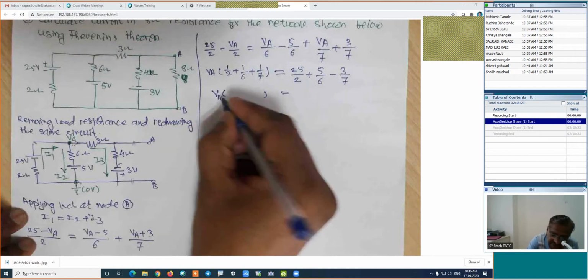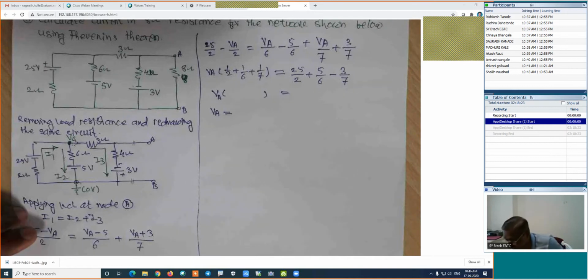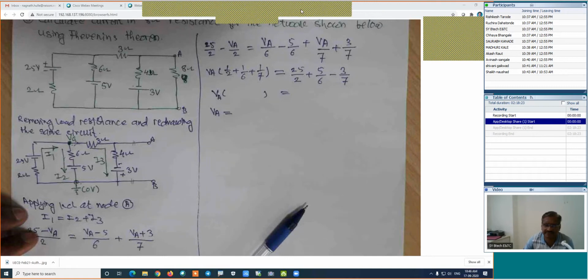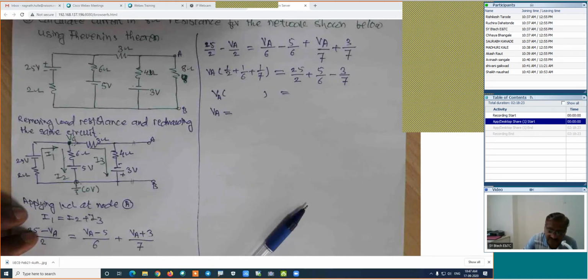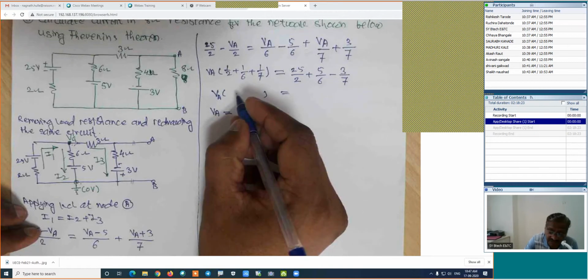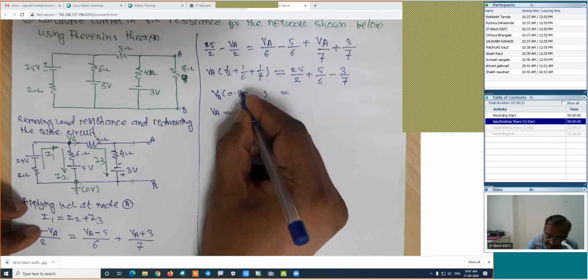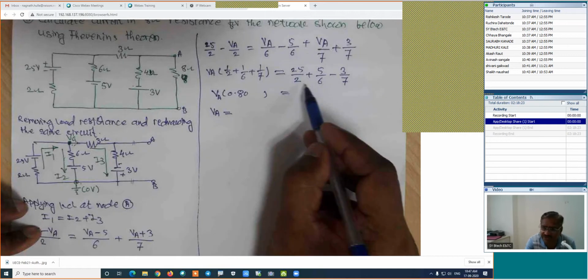This potential is VA, and from this equation we are in a position to find out VA. I'm expecting the answers from your side. First, find out the value of this bracket. Yes, Avinash. Sir, 0.80. So 0.80 into VA is equal to how much is this value?